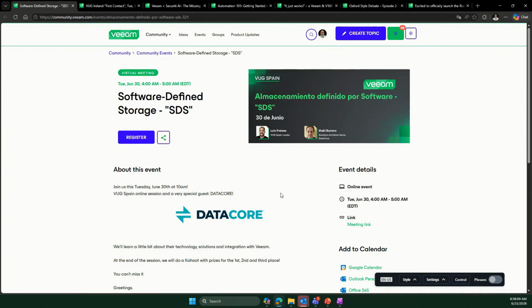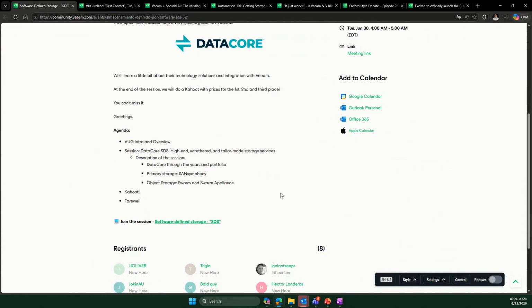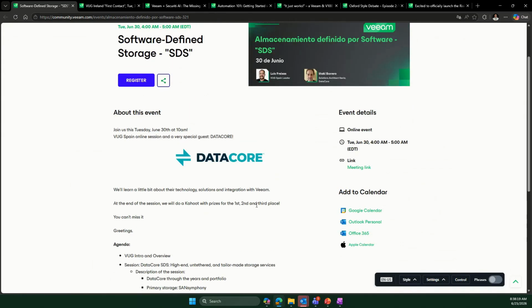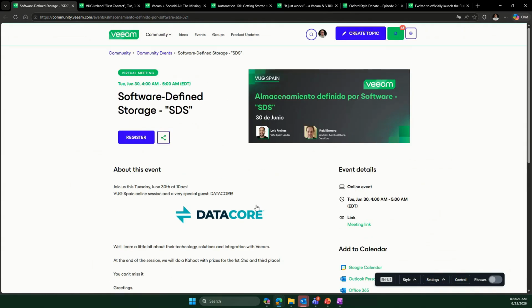And then, from what I saw from the description, they're going to cover how the SDS portfolio like Symphony and Swarm integrates with Veeam and the modern backup environment. So I think this is going to be pretty cool. I know when you saw it, you were like, oh, this is interesting. I don't see that much at the hub. So good stuff. This is going to be June 30.